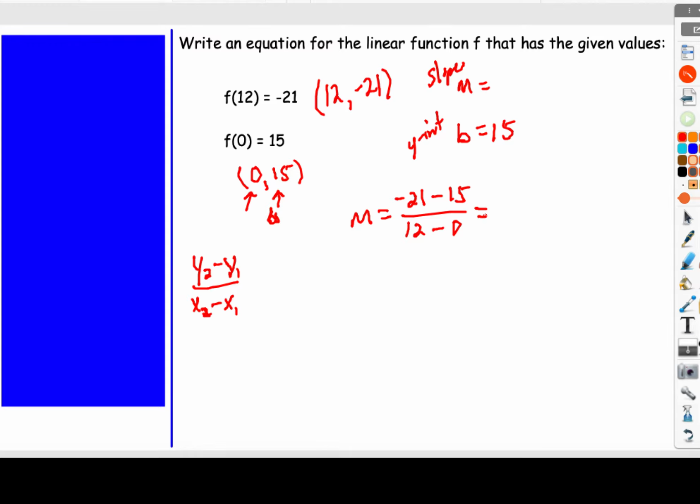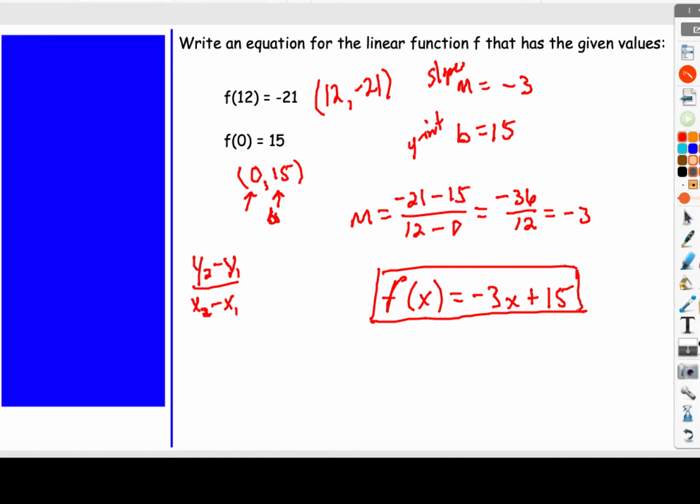So negative 21 minus 15 is negative 36. 12 minus 0 is 12, and negative 36 over 12 is negative 3. So now I know my slope and I know my intercept. I can write my equation, and remember this is f of 12 and f of 0. So let's call this f of x, not just y equals, but f of x equals my slope times x plus my y-intercept. And I've got my equation that I guarantee will go through the two points, 12, negative 21, and 0, 15.